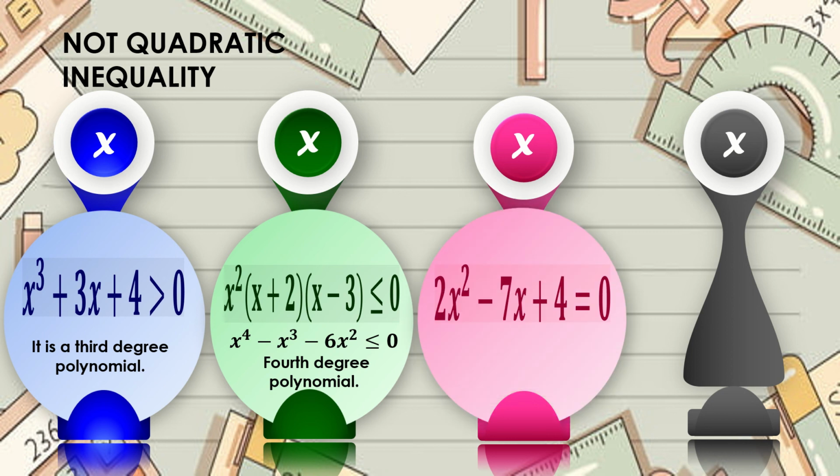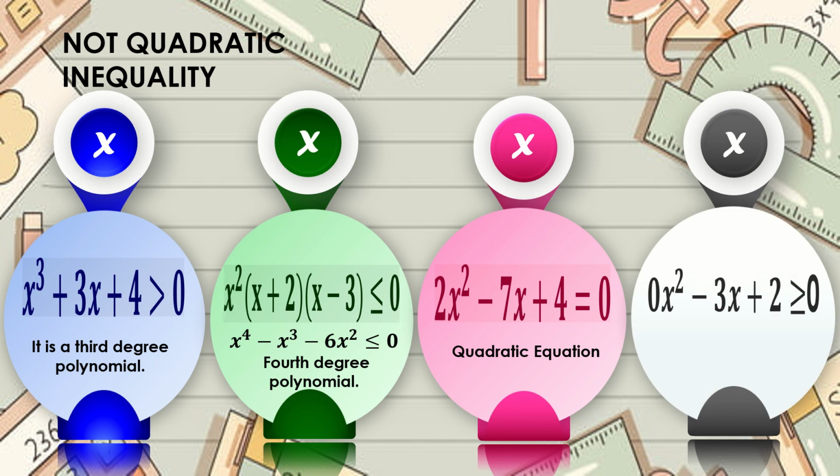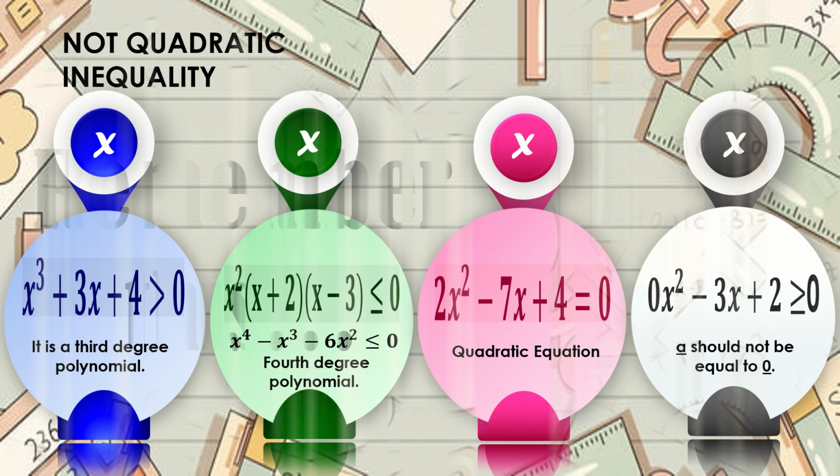Number 3, 2x squared minus 7x plus 4 is equal to 0. Since it has an equal sign, it is called a quadratic equation. And last, 0x squared minus 3x plus 2 is greater than or equal to 0. And a should not be equal to 0 because it will become linear. Since 0 times x squared is 0 at all, so, hindi na siya second degree polynomial. So, it is not a quadratic inequality.